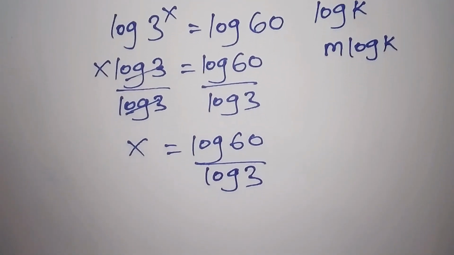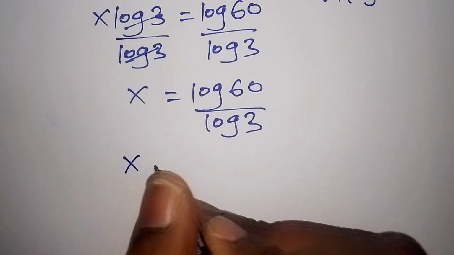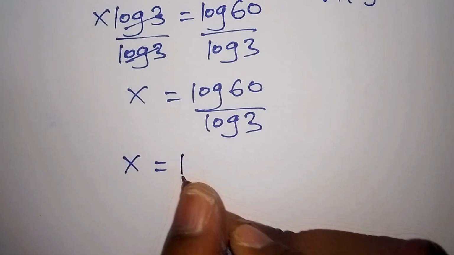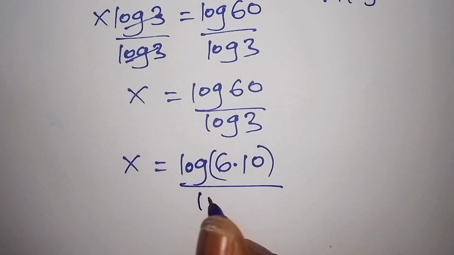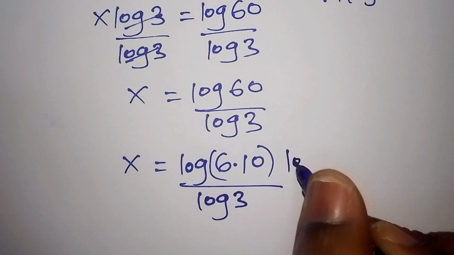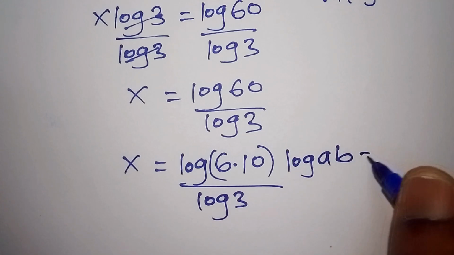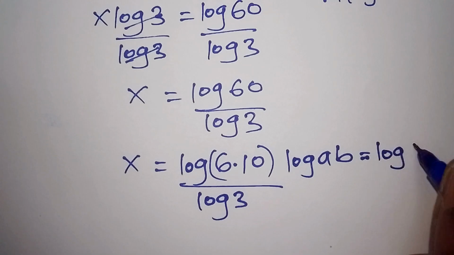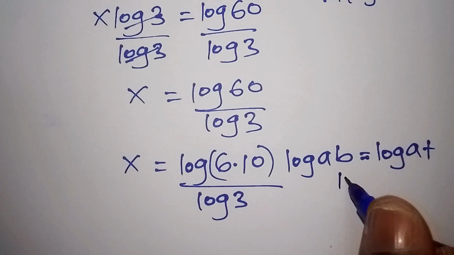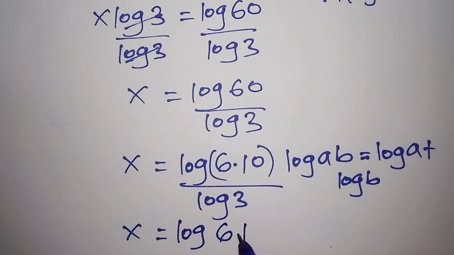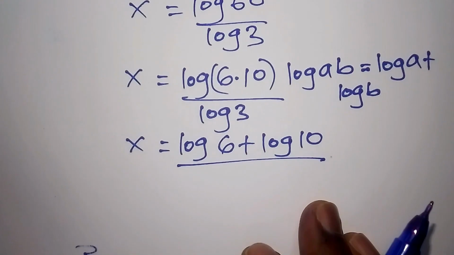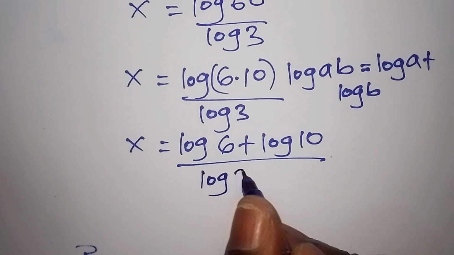So let's now factorize this side completely. The value for x is equal to, log 60 can be written as the log of 6 multiplied by 10, all over the log of 3. Assuming we have, for example, the log of a multiplied by b, we shall have this as the log of a plus the log of b. Similarly, the value for x on this side can be written as the log of 6 plus the log of 10, all over the log of 3.